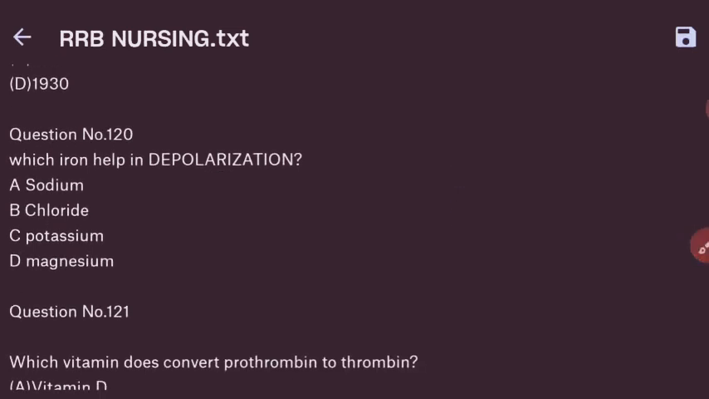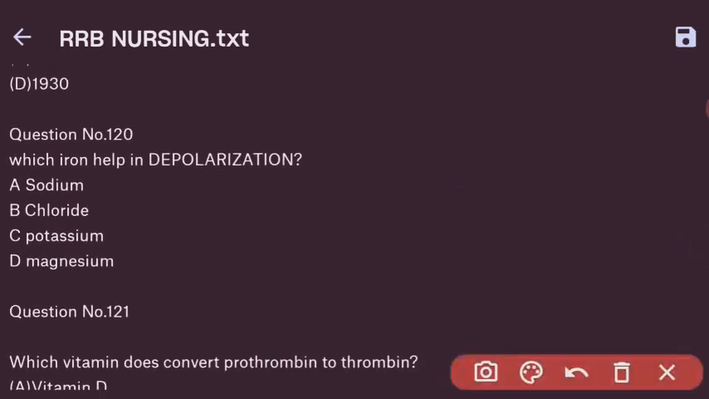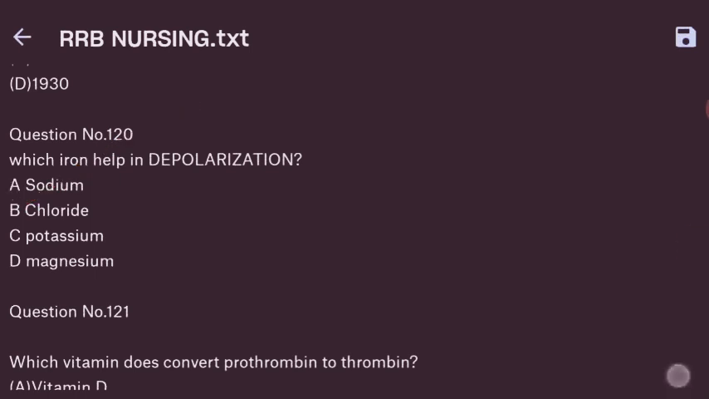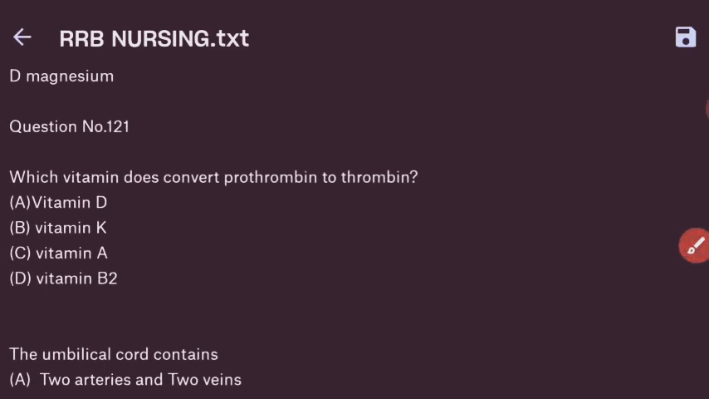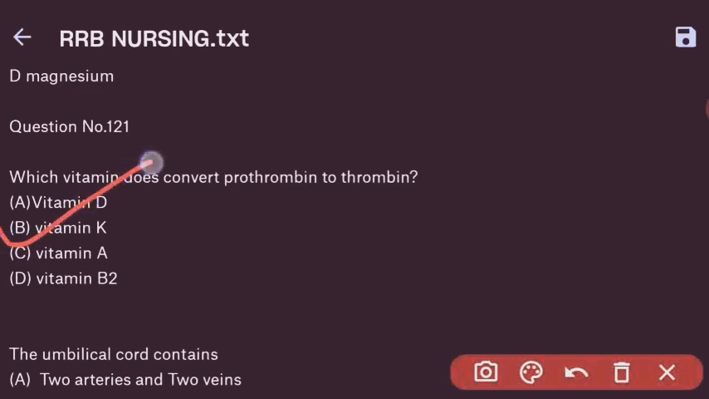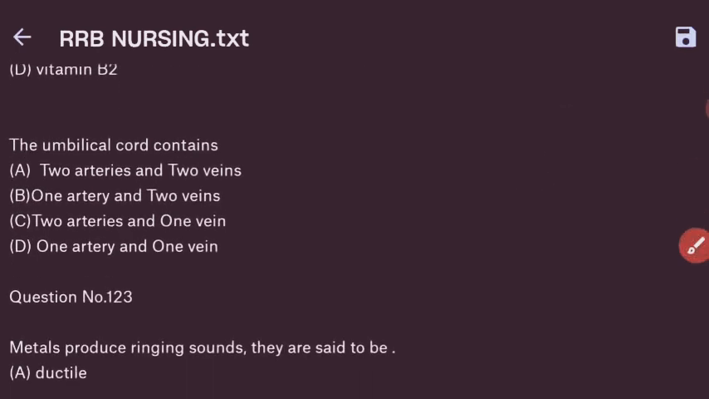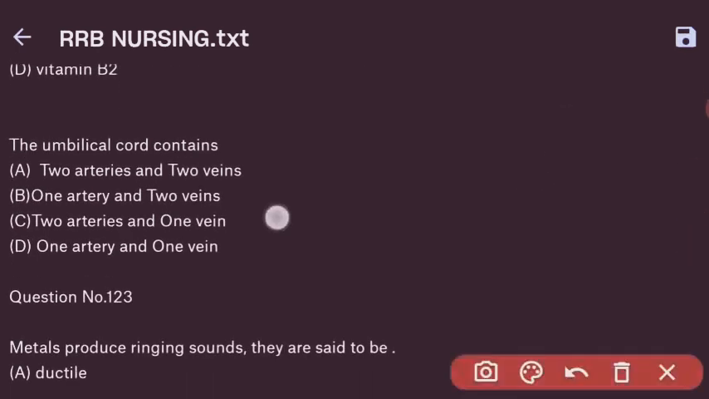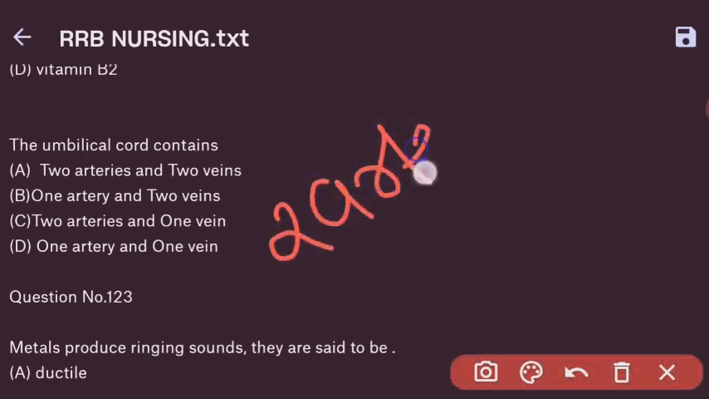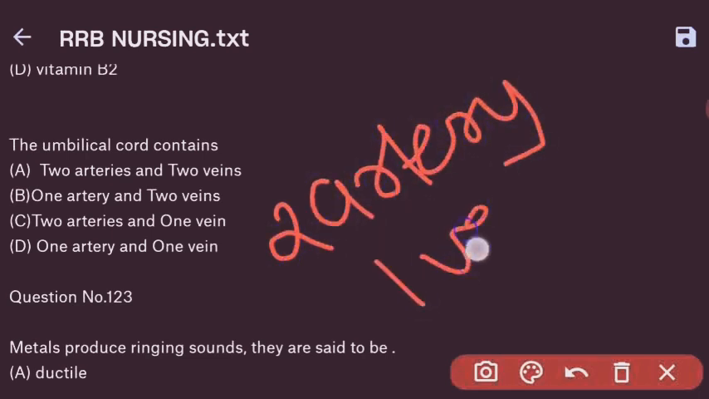Next question. Which ion helps in depolarization? So here our right answer is sodium, which is responsible for depolarization. Next question. Which vitamin converts prothrombin into thrombin? So here our right answer is vitamin K. Okay. Next question. The umbilical cord contains 2 arteries and 1 vein. So here our right answer is C, 2 arteries and 1 vein.